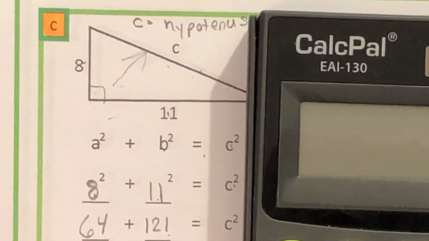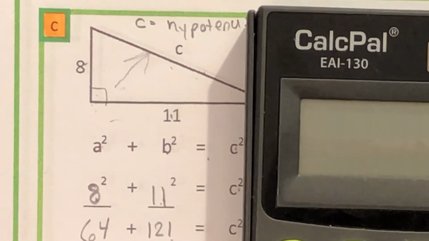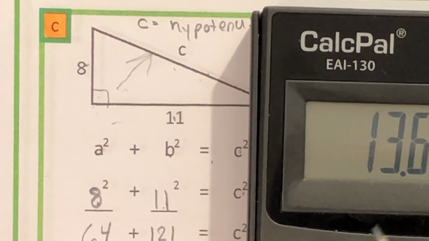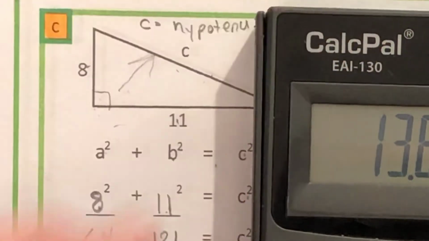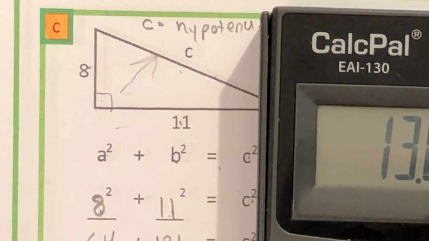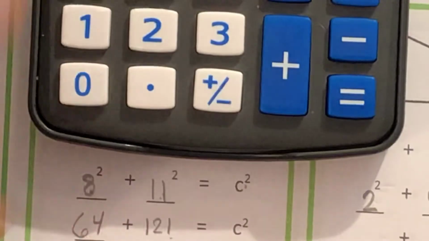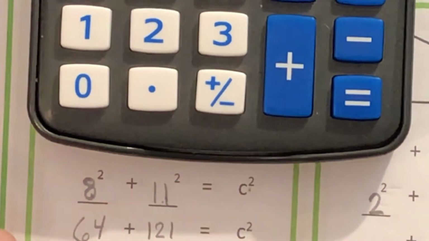Let me get my little calculator. The square root of 185 is 13.60. We're rounding, remember, to the nearest hundredth, so it's going to be 13.60. Since the hundredth is a 0, I'm just going to leave it off and put 13.6.